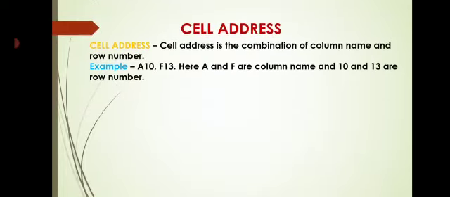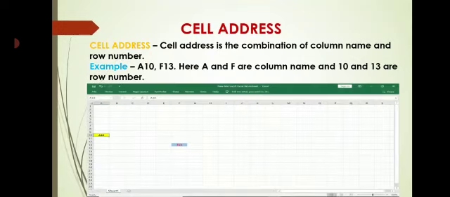Cell address is the combination of column name and row number. Means first your column name, that is your A, B, C, D, will come, and then your row number will appear. For example, A10, F13. Here A and F are column names and 10 and 13 are row numbers. You can see here in the cell, I've shown you the cell addresses A10 and F13.